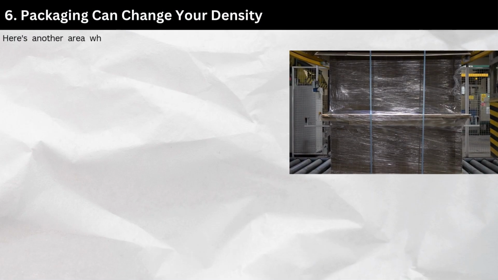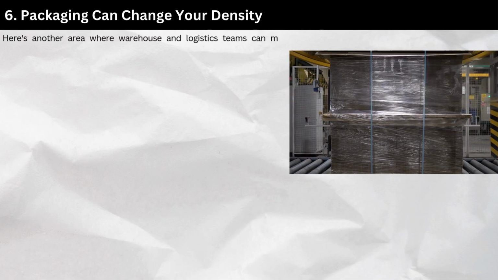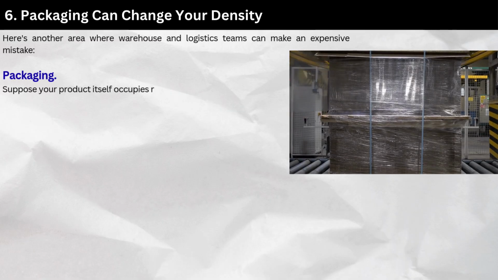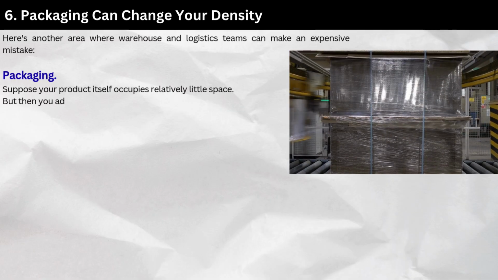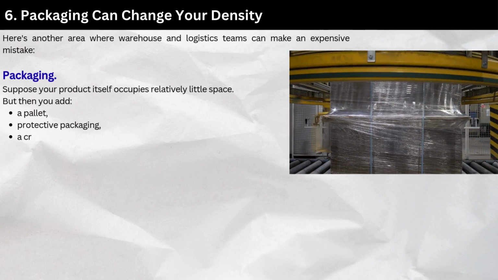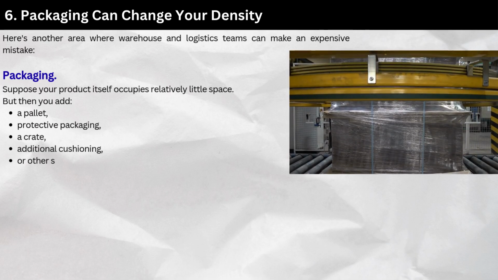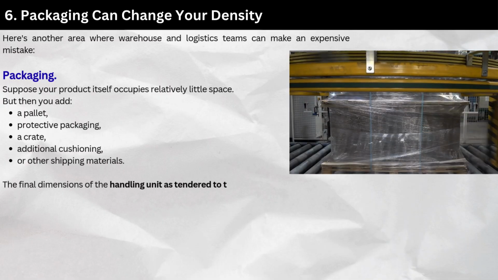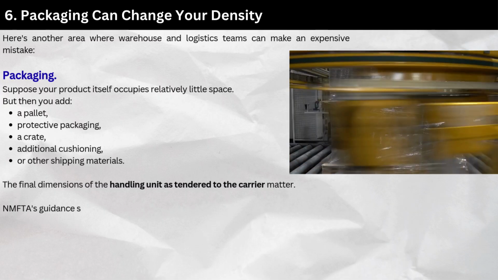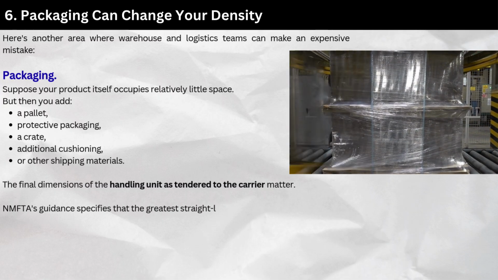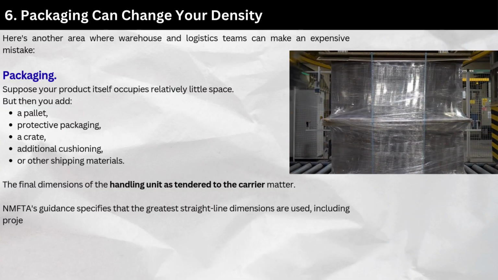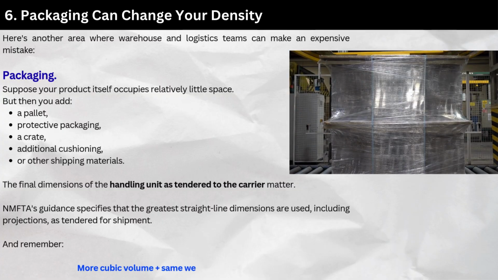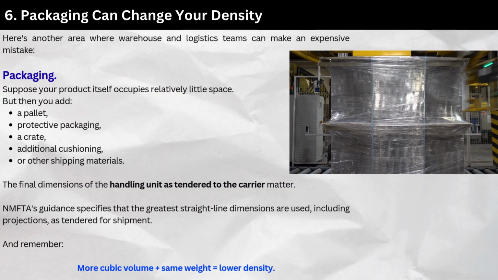Here's another area where warehouse and logistics teams can make an expensive mistake. Packaging. Suppose your product itself occupies relatively little space, but then you add a pallet, protective packaging, a crate, additional cushioning, or other shipping materials. The final dimensions of the handling unit as tendered to the carrier matter. NMFTA's guidance specifies that the greatest straight-line dimensions are used, including projections, as tendered for shipment. And remember, more cubic volume plus same weight equals lower density.